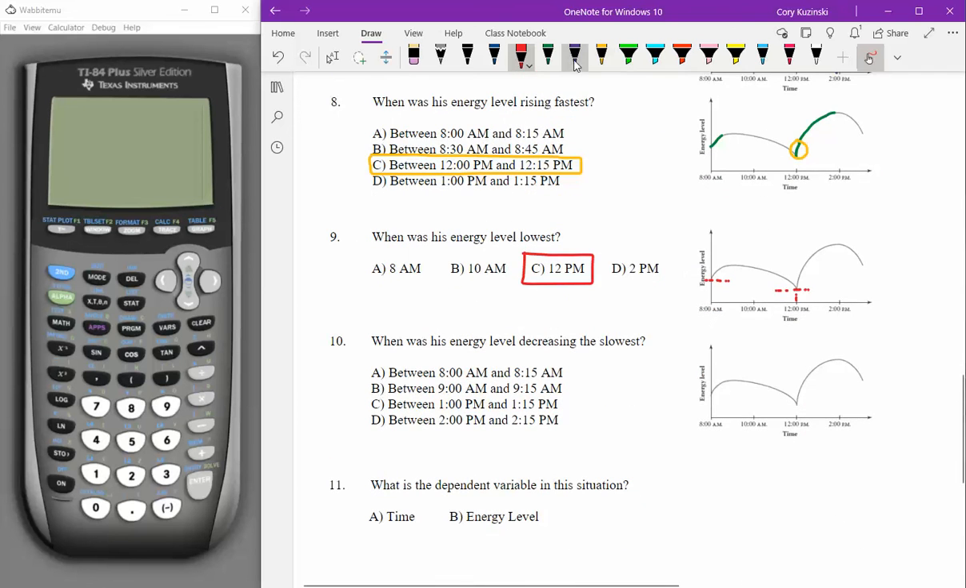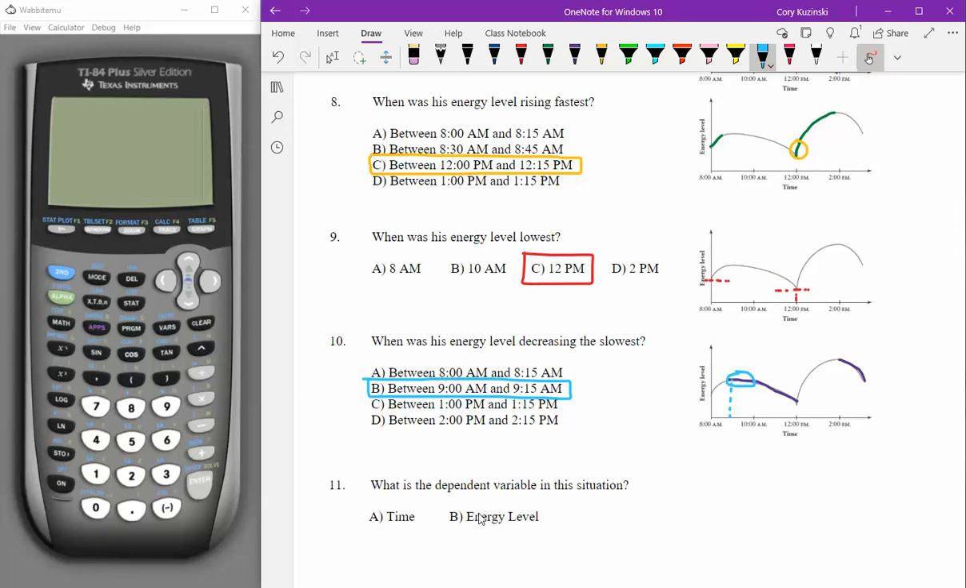When is his energy level decreasing the slowest? Well, I see it decreasing right through here and right through here. So after 2 p.m., that's actually a pretty quick decrease. So it looks like it's barely decreasing at all right through here, but it is slightly going down. So that would be about halfway between 8 and 10, which would be 9. So between 9 and 9:15, I'm going to say.